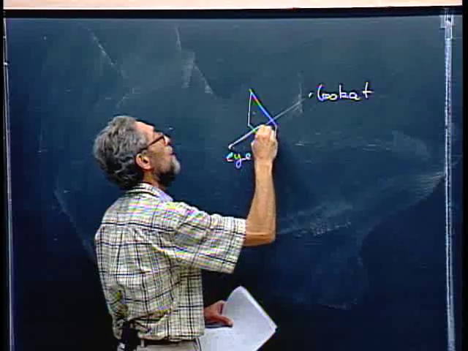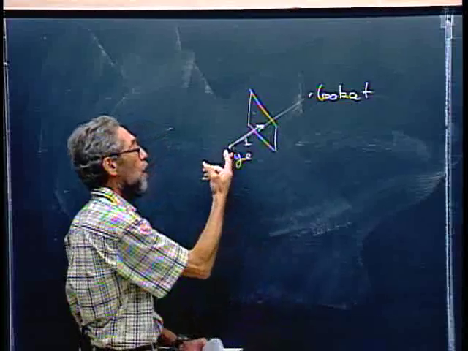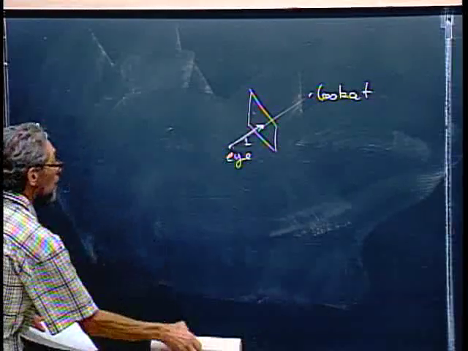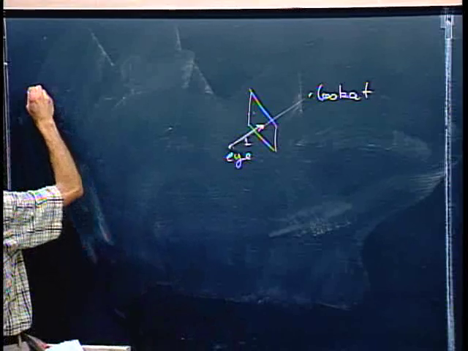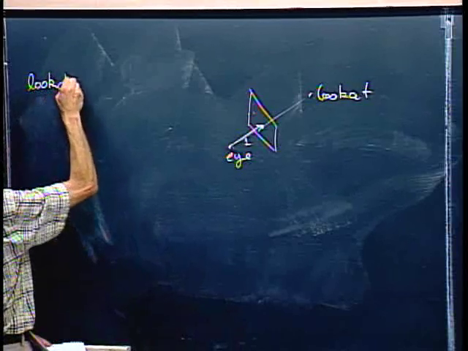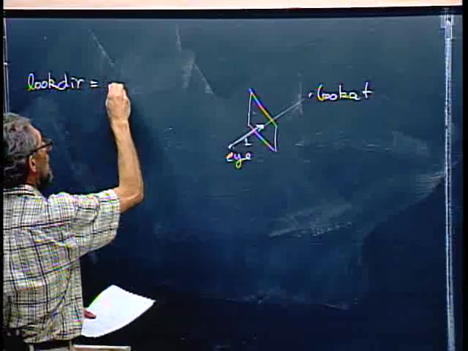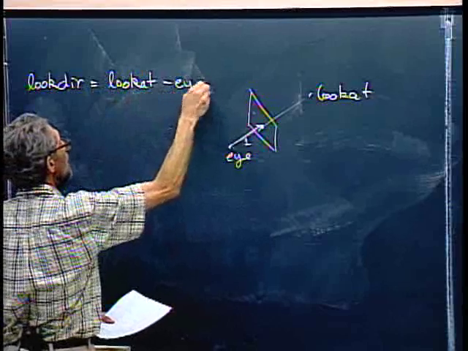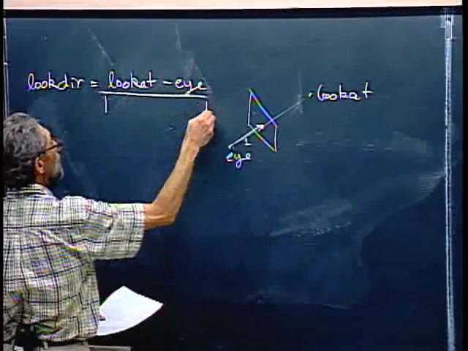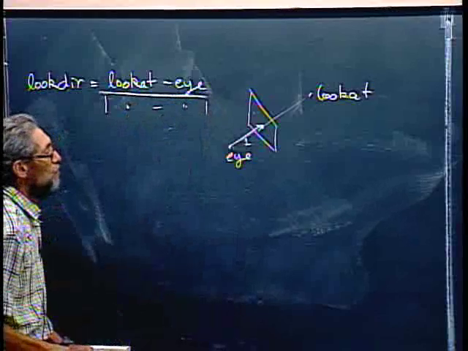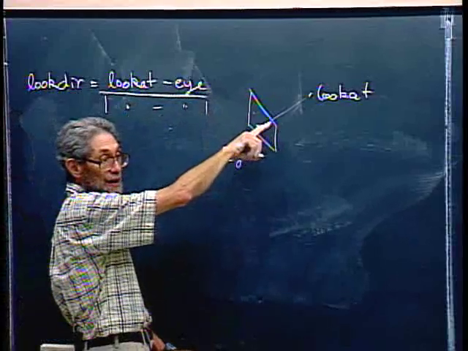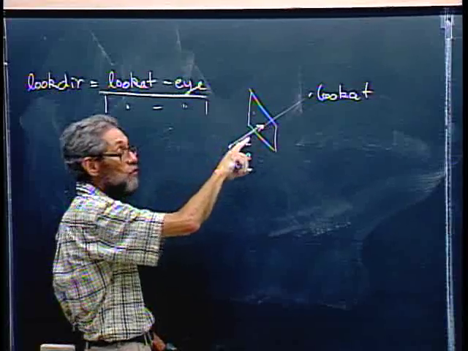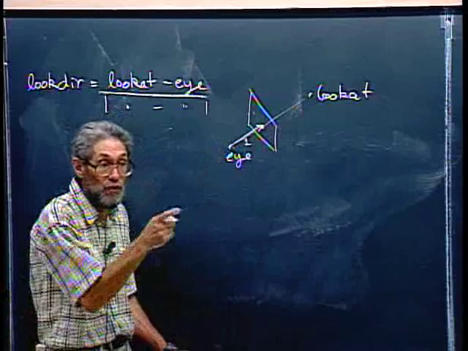Say this is 1, so we can form a look direction. Maybe I'll start it a little higher on the board. Look direction equals look at minus eye, over the absolute value of this vector. Right? So it's a unit vector in the direction we're looking at. But instead of asking the user to specify a unit vector, it's easy for him to just specify a 3D point in the model that he wants the camera to aim at.